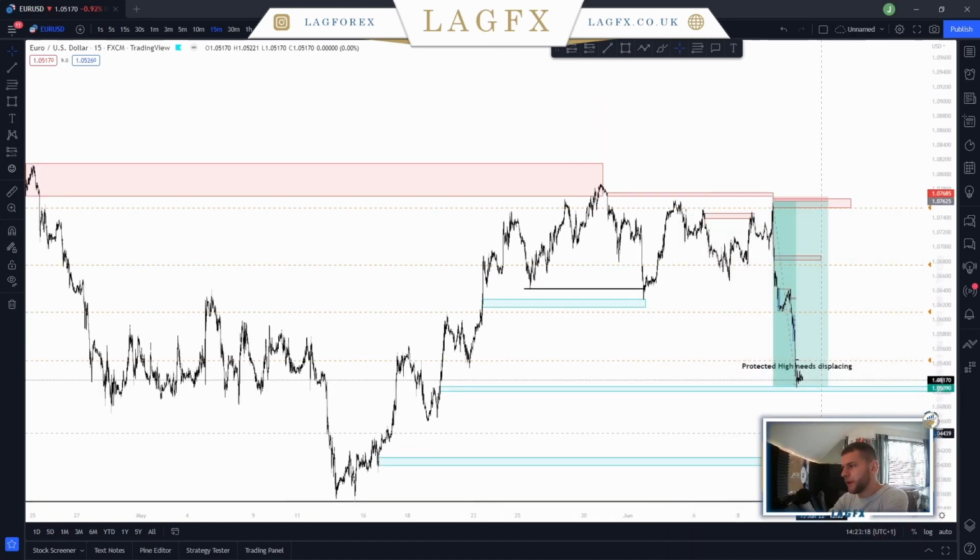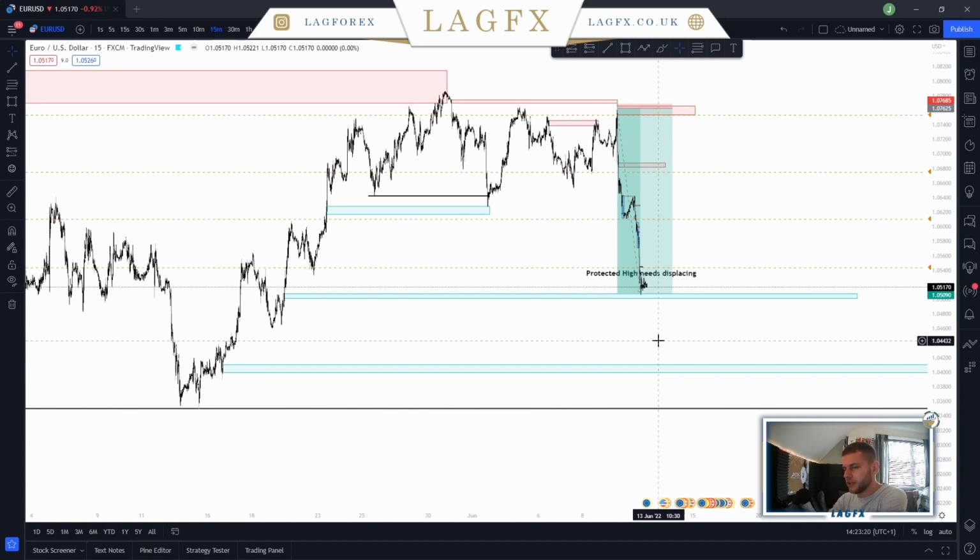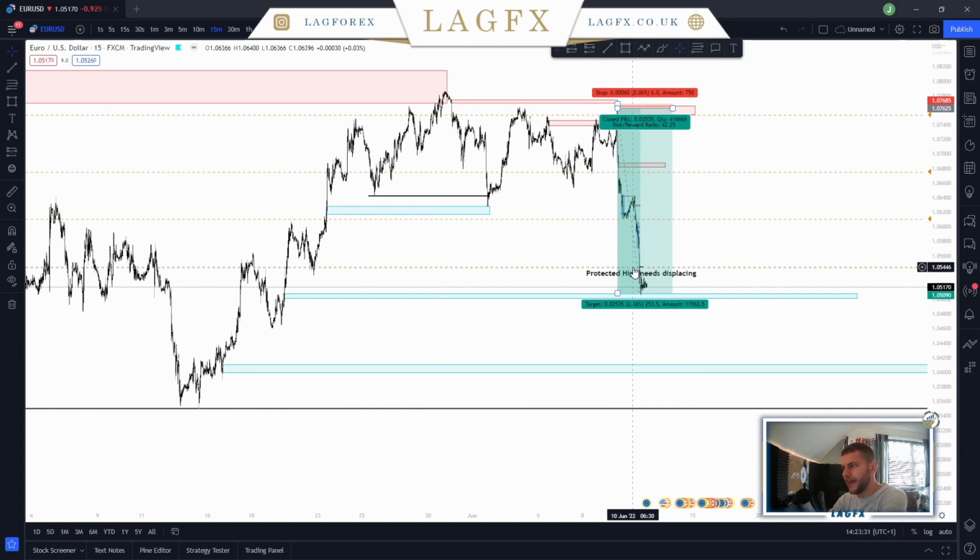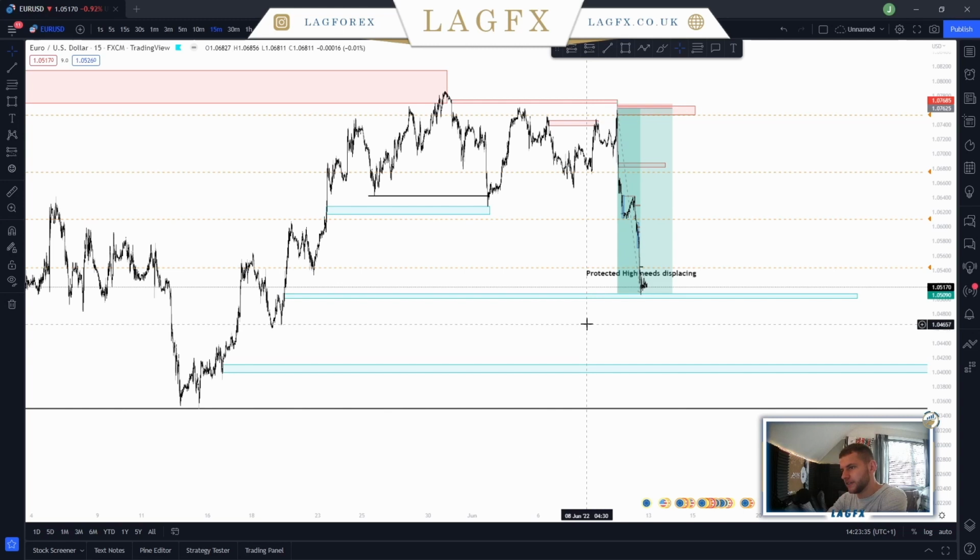So we have to remember that this markdown, following structure, simply has the purpose of giving us a correctional wave. So we've had impulse, distribution, should now have a correctional wave or the markdown, which should then come to mitigate a demand zone that has been left over. These are two refined zones that I have highlighted. We've just tapped into the first.